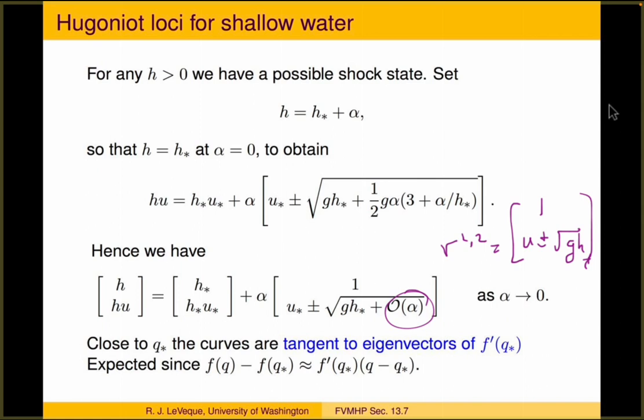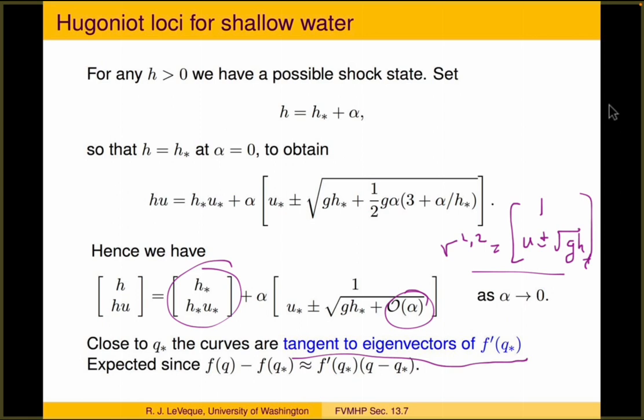So what that's telling us is that near this point H star U star, the points nearby that we can connect to that state lie along curves that are tangent to the eigenvector directions. So they're tangent to the eigenvectors of the Jacobian matrix.